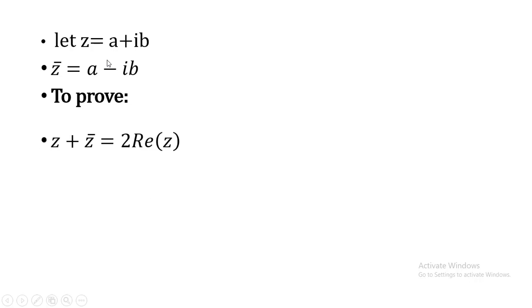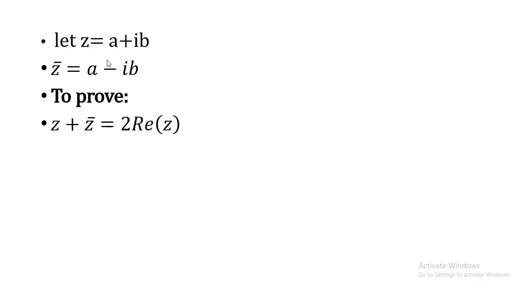Okay, now what do we have to prove first? We will be proving that if we add these two things, the result will be twice the real part of z. So how is this done? You're just going to add these two numbers, z, the complex number itself, and its conjugate. We're going to add these two things. What will be the result and how are the operations performed? The operations are the same as we have learned earlier.